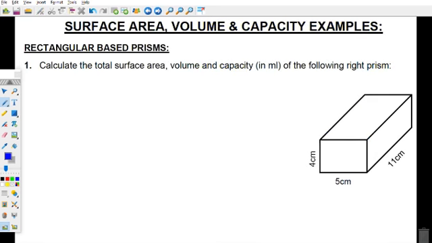Surface area, volume, and capacity. So what did they say here? It is a what? Rectangular based prism. So what is my base going to be? Rectangle, exactly. So complete the total surface area, volume, and capacity of the following right prism. So there it is. Let's do the total surface area first.